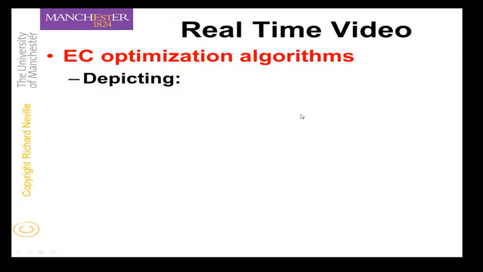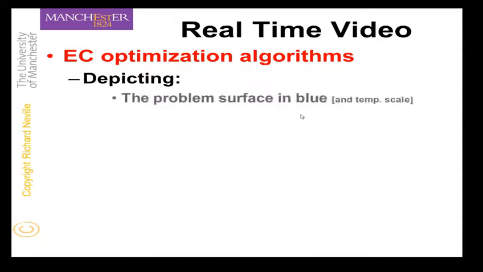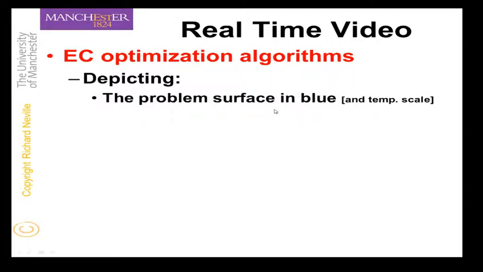And what will it depict? Well, we're going to show you a surface which is actually a dynamic problem which has about 10 peaks on it which move around in time, and the temperature scale of this blue surface will show you the peak of the surface. The lower values are blue.